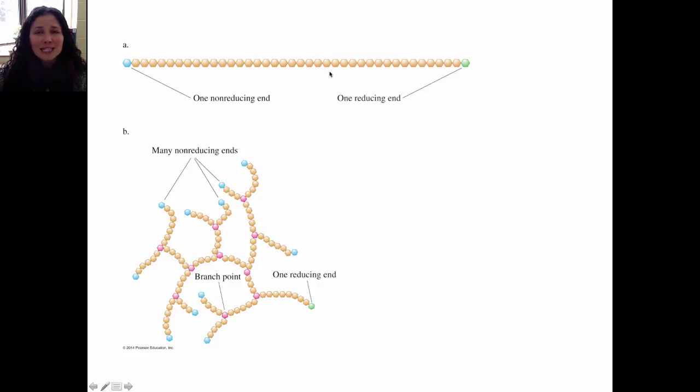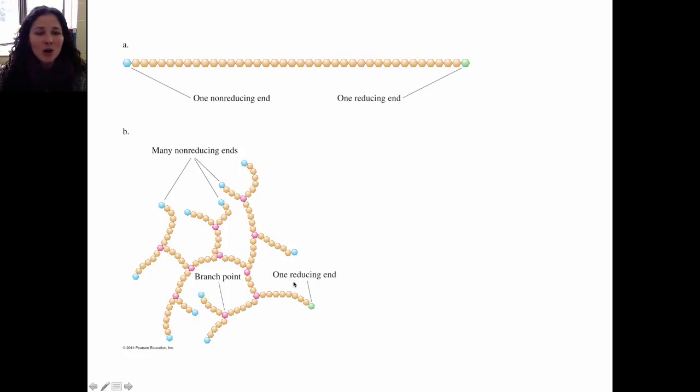Basically, it decreases the number of sugars that have free anomeric carbons by linking them all up, and it ends up giving you a very low concentration of reducing ends. So when you have a lot of these polysaccharides in your blood or in your urine, it doesn't give a positive result for the Benedict's test because there are very few of these reducing ends.